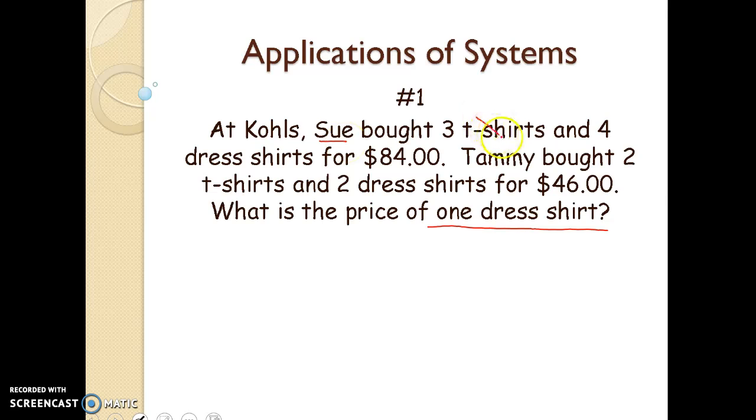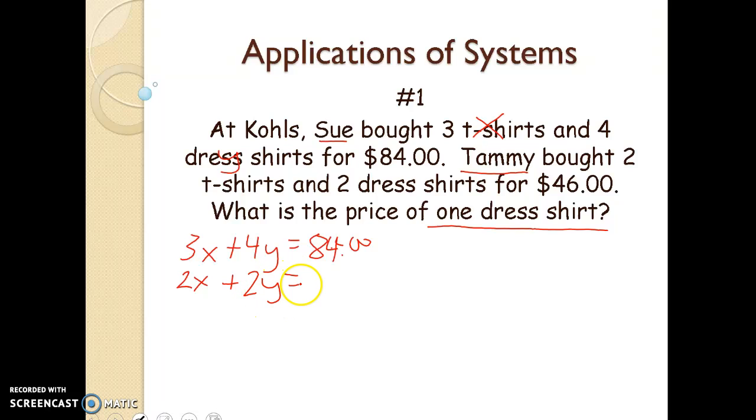I'm going to let the t-shirts be X and the dress shirts be Y. If Sue bought 3 t-shirts, that's 3 X's. She also bought 4 dress shirts, that's 4 Y's, for a total of $84. Then we can write an equation for Tammy. Tammy bought 2 t-shirts, that's 2 X's, and 2 dress shirts, that's 2 Y's, for a total of $46. What we're going to have to find is how much is a t-shirt and a dress shirt, so we're going to solve for X and Y.